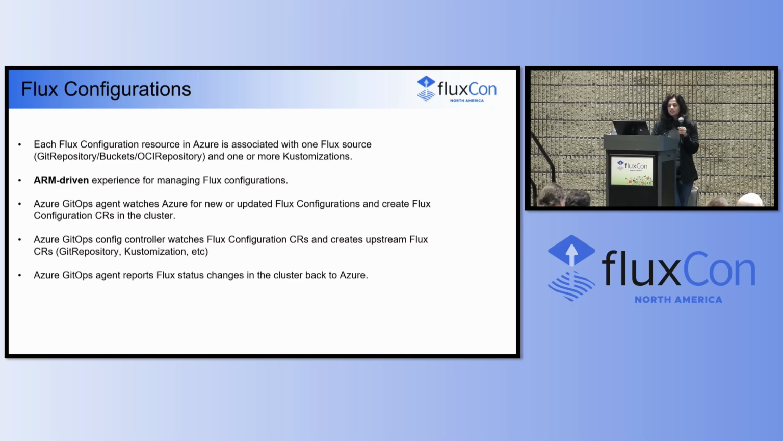When the Flux cluster extension is set up, there are two additional controllers that get installed in your Kubernetes cluster. One is an Azure GitOps agent that watches Azure for new or updated Flux configurations submitted in Azure, and it creates Flux configuration CRs for these in your cluster. A second controller watches these CRs and creates upstream Flux CRs like Git repository specs and customizations. And from here on, the Flux CD controllers take over. The Azure GitOps agent also reports the status of the Flux resources back to Azure.